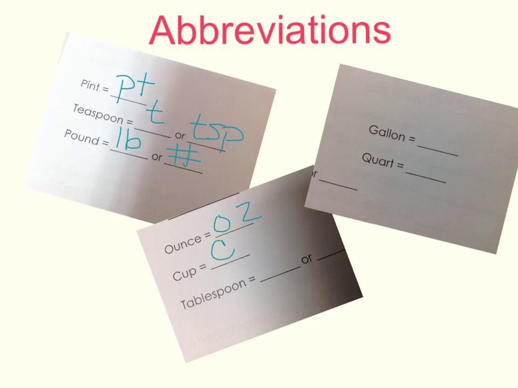There are two abbreviations for tablespoon. There's a capital T, because remember, table is bigger than the teaspoon. So it's a capital T versus a lowercase t, or a TBS, kind of like the TV show. Gallon is a capital G or a GAL. It can be both. And quart is simply QT.